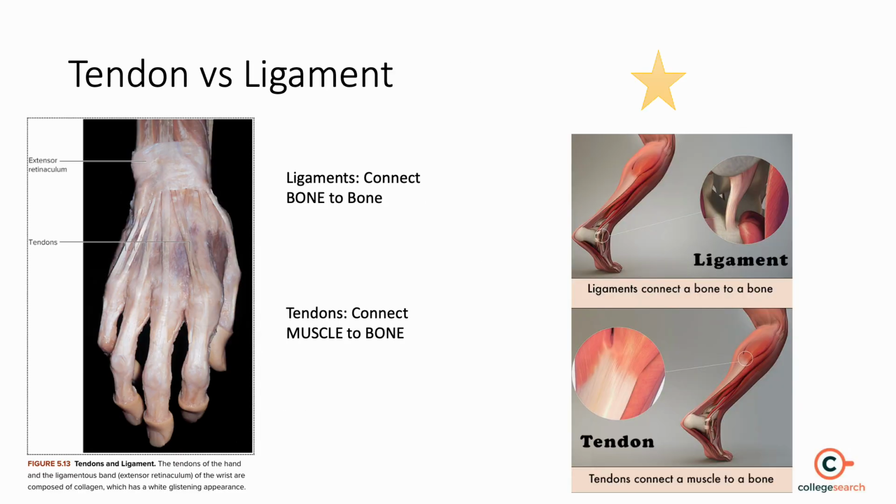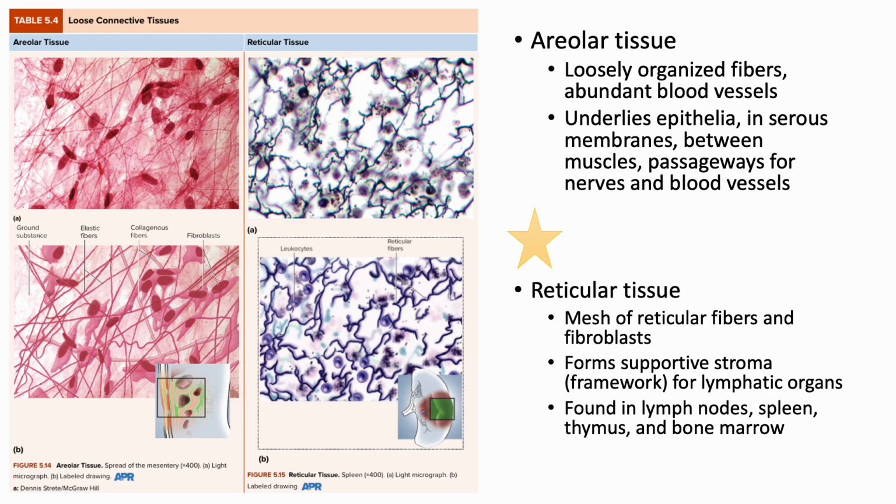Before we continue, we need to know what tendons and ligaments are, in preparation for all the bones we will learn in chapters 7 and 8. So, a ligament connects bone to bone. A tendon connects muscle to bone. Yes, please know these two.